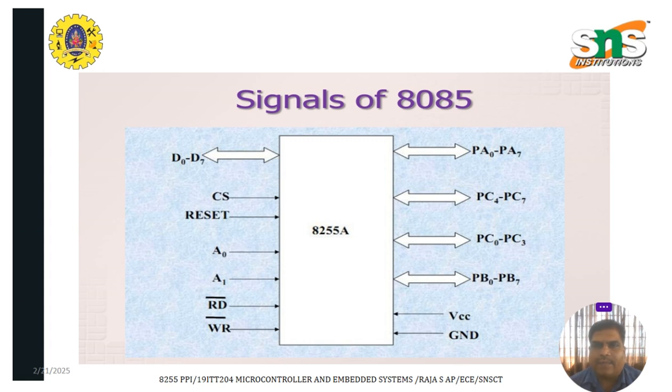PA0 to PA7 are used for transferring data through port A. PC4 to PC7, the upper bits, are used to transmit output in port C. PC0 to PC3 are the lower-order bits of port C. PB0 to PB7 are the 8-bit data lines used on the port B side. VCC and ground are used to provide proper power supply to the 8255.